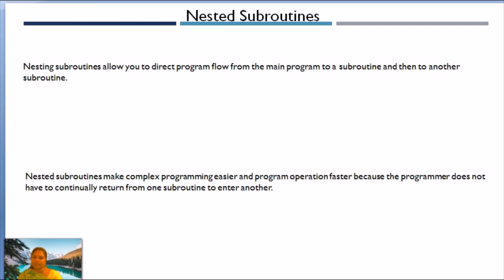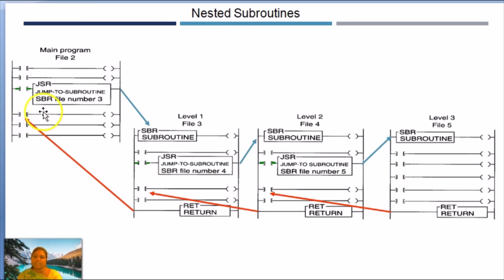Next one is nested subroutines, which can be explained very well through this diagram. Nested subroutines means from the main program we are calling one subroutine. In the subroutine itself we are calling another jump to subroutine, and from that subroutine we are calling yet another subroutine. This concept is called nested subroutines.